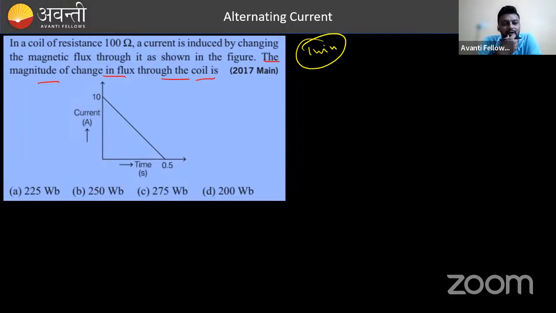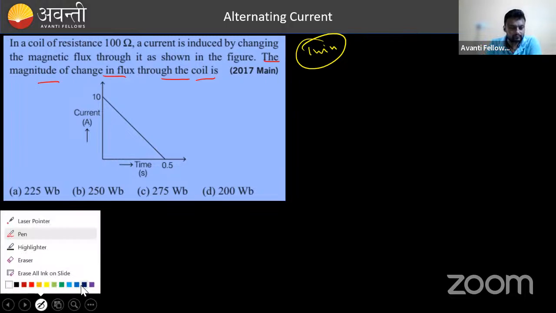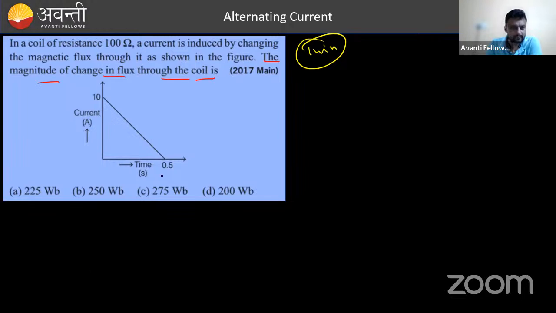So there is a coil of resistance. Okay, I am giving you 1 minute of time. Coil of resistance 100 ohm. A current is induced by changing the magnetic flux through it as shown in the figure. The current versus time graph is this. The magnitude of change in flux.